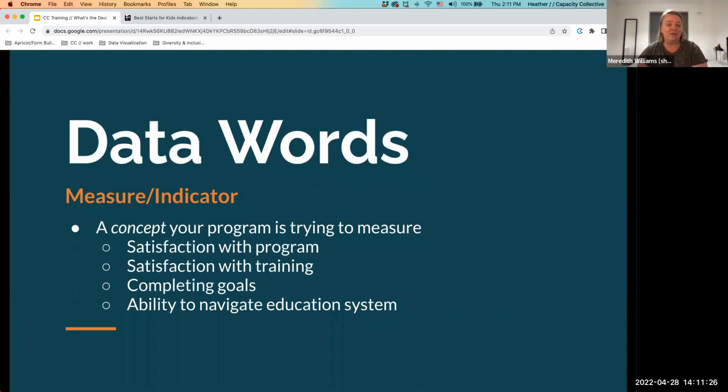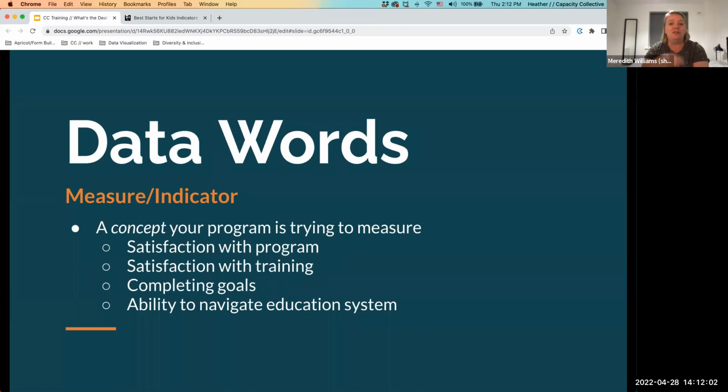And our first data word, which you've probably heard, and I always heard people talk about it when I worked at nonprofits before I went to school and learned more about data. But you frequently hear the word measure, or sometimes you hear it described as an indicator. As staff, you collect data that measures the success of a program, that indicates if your work is making a difference. That's where that language comes from. It's the concept that you're trying to measure to understand your program or to demonstrate your success.